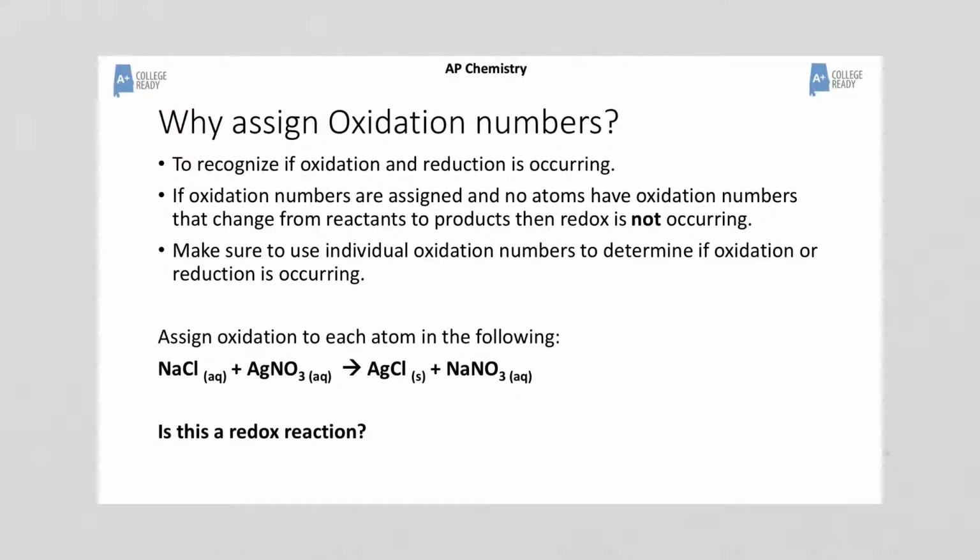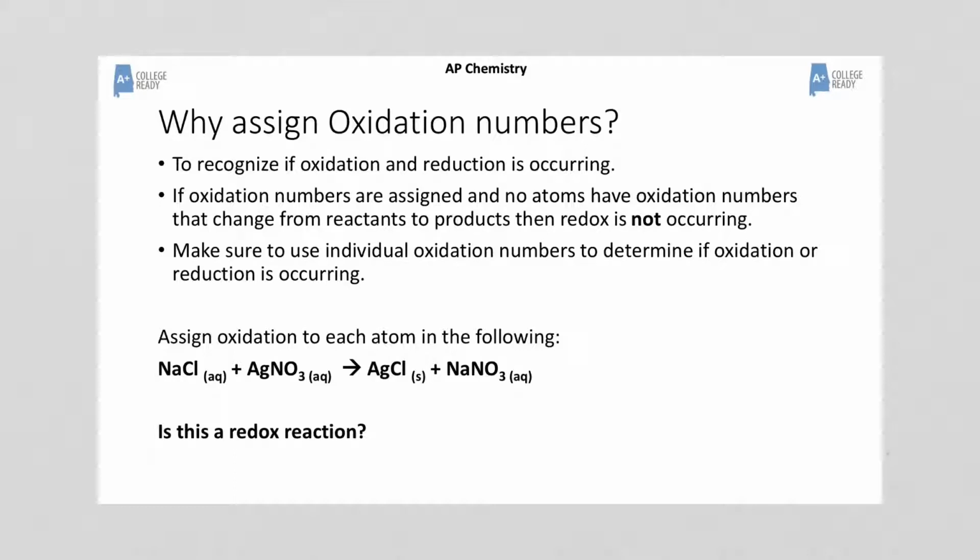So what's the whole point? Why do we need to assign oxidation numbers? Well, if we see that oxidation numbers are changing in a reaction, then we can know if we do have an oxidation or reduction process. If oxidation numbers in a reaction are not changing, then we know that this is not a redox reaction. So these are questions you might possibly be asked to answer. To determine if this is a redox reaction, as you see the question at the bottom, we need to assign individual oxidation numbers, and we can see if any of the atoms are changing in value.